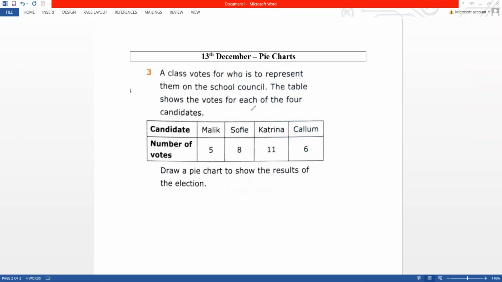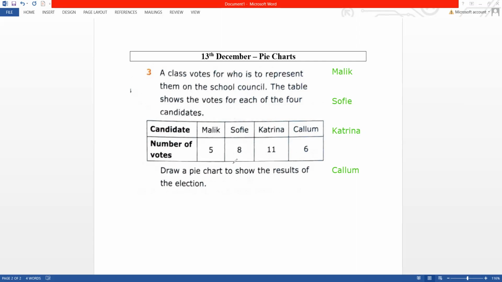Right. Now, under this pie chart question, the first step is you have to find the fraction for each person. So first I'm taking Malik, and the next one is Sophie, and my third one, Katrina, and Kalu. Okay. So when I'm going to find the first step, I have to write it as a fraction.